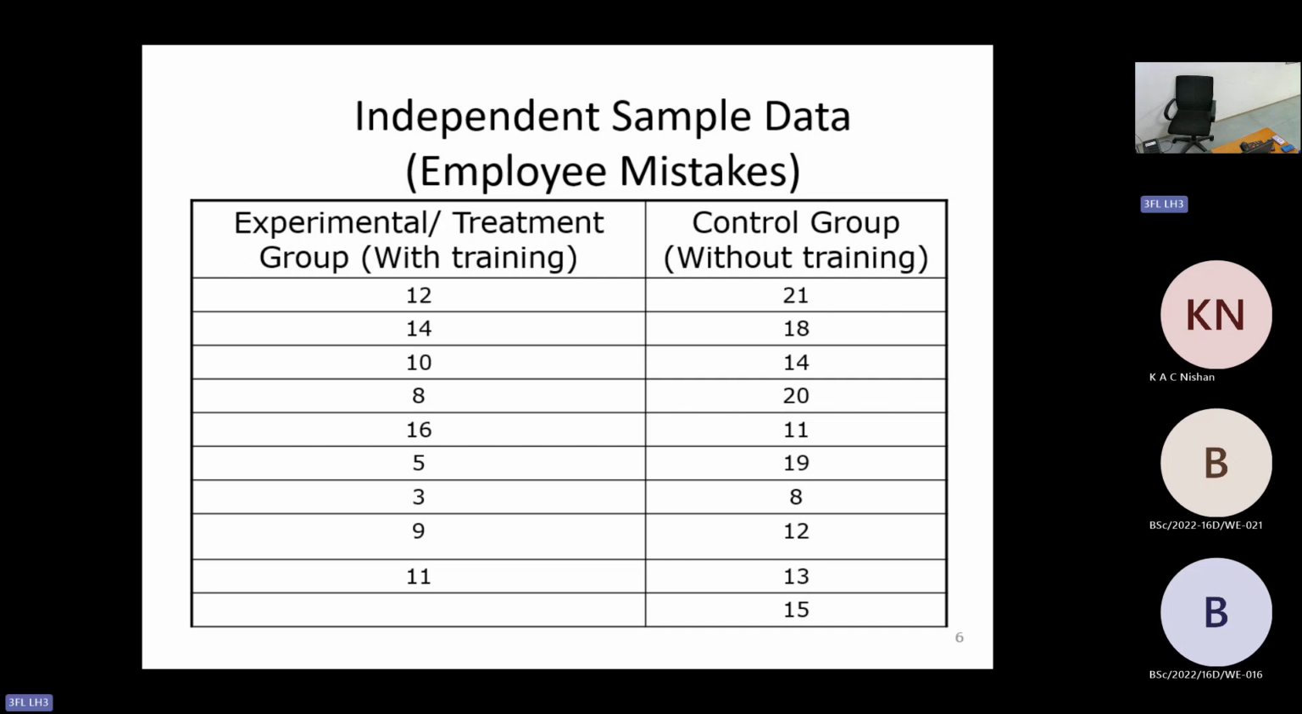Now we need to see whether these two groups are different in terms of number of mistakes. If we see a significant reduction in the experiment group who are given the training, what can you tell about the training? The training is very effective. Right? That's what we are doing.